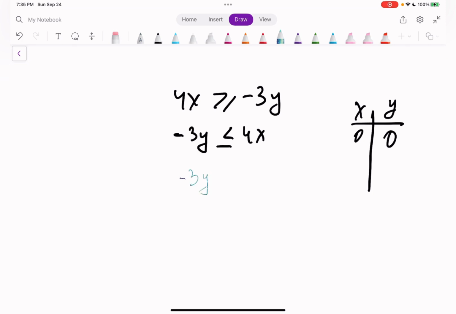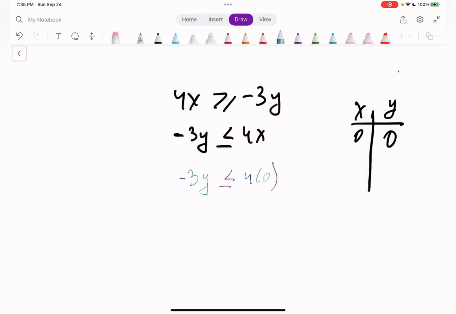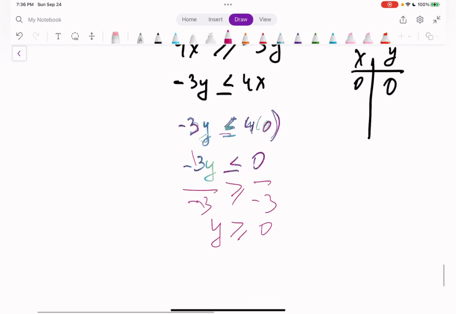Negative 3y is going to be less than or equal to 4 times 0. Let me get bigger. Negative 3y less than or equal to 4 times 0. So it will be negative 3y less than or equal to 0, right? Once we divide by negative 3, the sign is going to flip, right? It's going to be y is greater than or equal to 0. So when x is 0, y is 0 also.